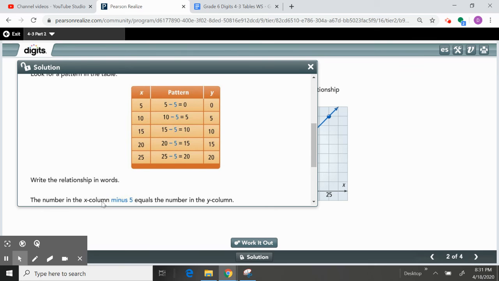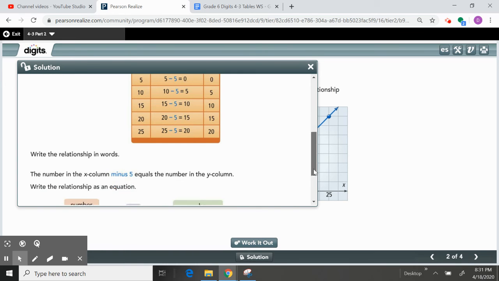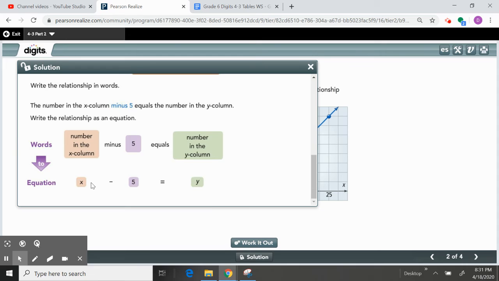So in other words, whatever the x number is, minus 5, and you get the y column. So x minus 5 equals y. There you go. X minus 5 equals y. So hopefully that made sense. If you need to, rewind the screencast and watch that part again, but hopefully that made sense to you.